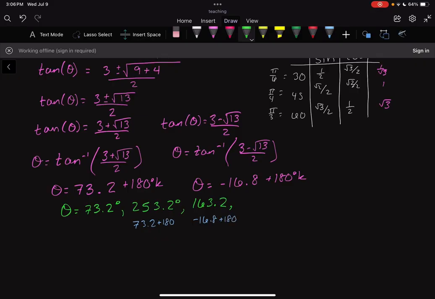Try to add 180 again. See if it's less than 360, and it is. I would get 343.2. And so let me put a note here. This one is 163.2 plus 180. And those are all the answers that we're going to be able to get.